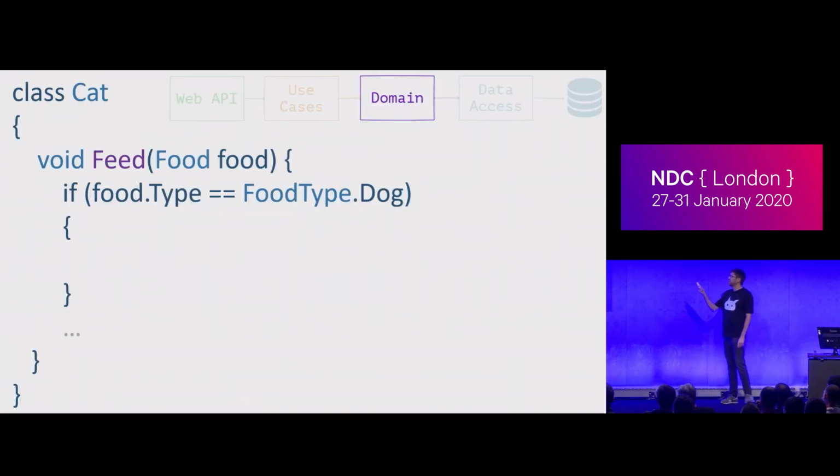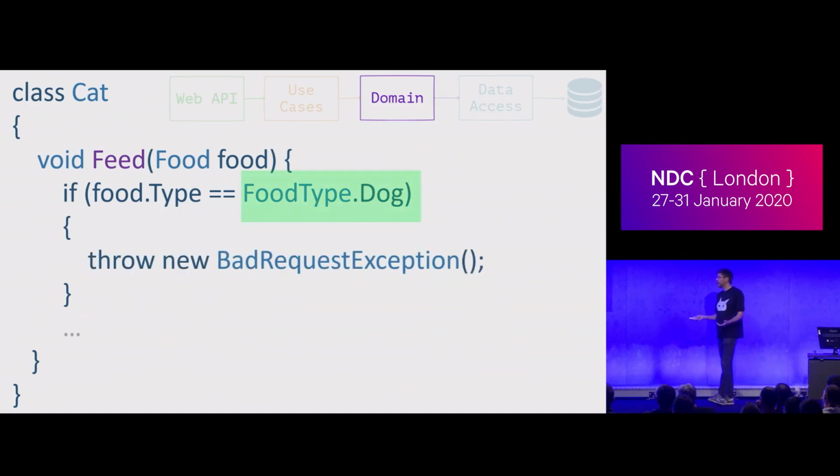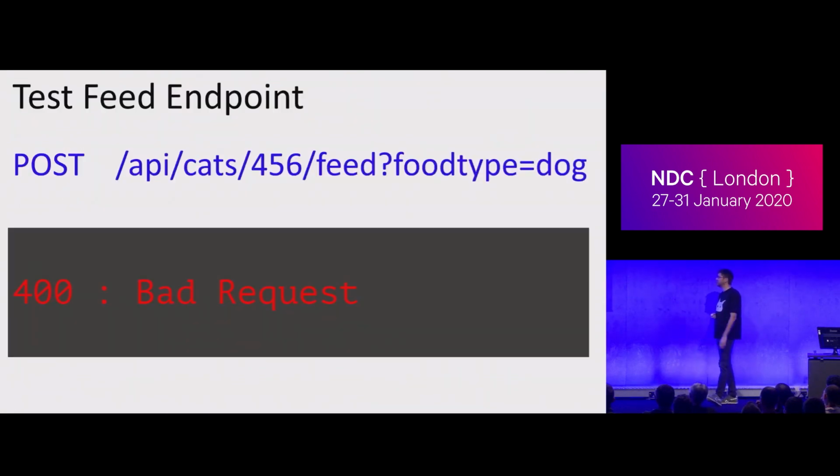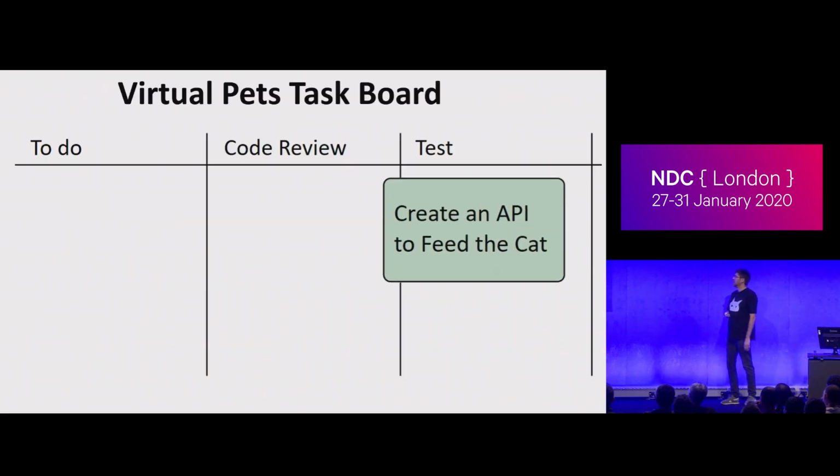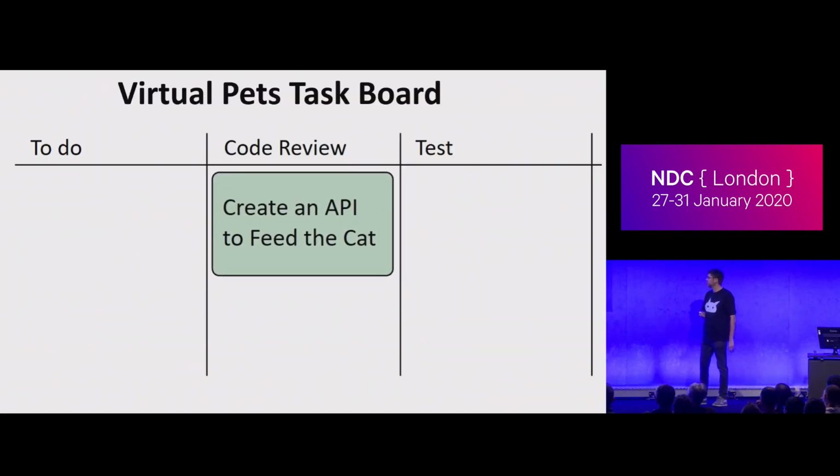So we just go into the cat in the domain. If the food type equals dog, then throw a bad request exception. So that's going to hit the MVC framework, and we're going to give our bad request. So you give it a test, bad request, all looks good, and then back into code review.